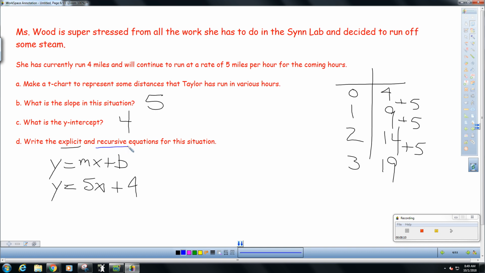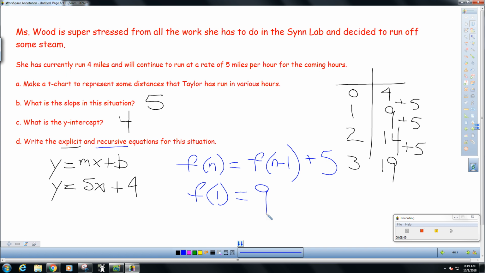Now, let's do the recursive. F of n. To find any number, we take the previous number and do what to it, Carson? N minus 1. Oh, thank you. Yeah, you take f of n minus 1. What do we do to it? We add. What do we add? We add the slope. So what do we add in this one? 5. That's right. Okay? We also need to tell the computer somewhere to start, so we'll just say that f of 1 is 9. You could have picked any data point for that.